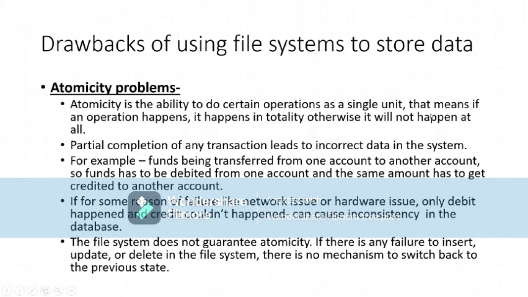Atomicity, that is again a very interesting term. Atom is basically a single thing we consider, no? Atomicity has come from it. Atomicity says either your work should be done completely as a single unit, or it should not be done at all. Atomicity is the ability to do certain operations as a single unit. That means if an operation happens, it happens in totality. Otherwise, it will not happen at all.